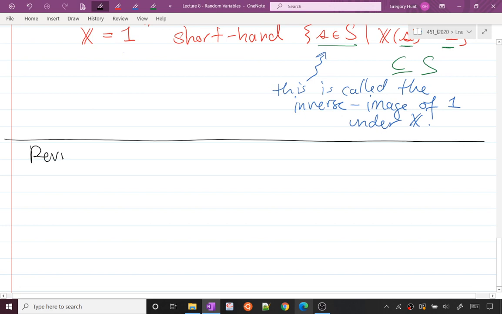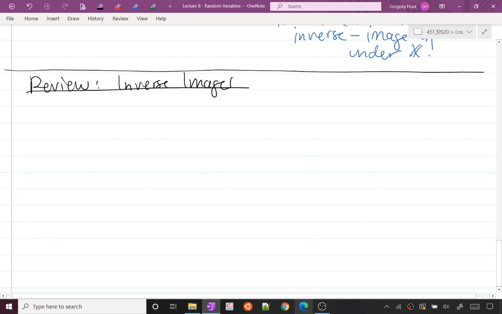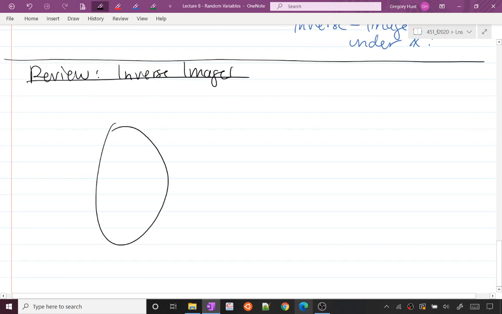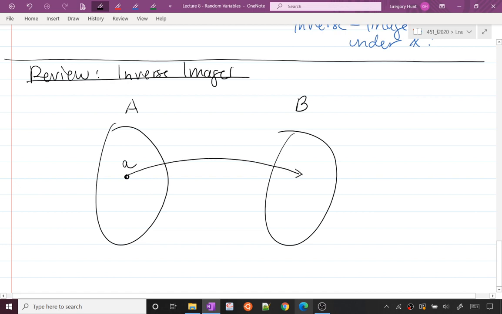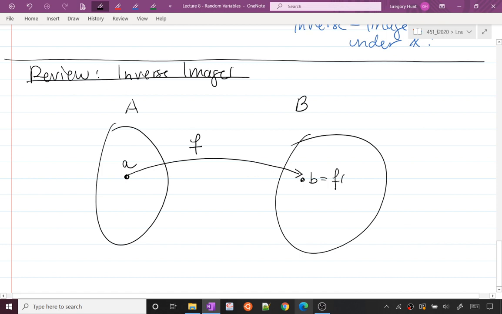So, review of inverse images. Review images too, right? So here's our classic picture. I have a set A, and I have a set B, and I have a function that takes elements of A, little a, and maps them to elements of B, let's say little b, and this is f. So in this case, b is f of little a. Okay, so kind of a classic function picture, right?